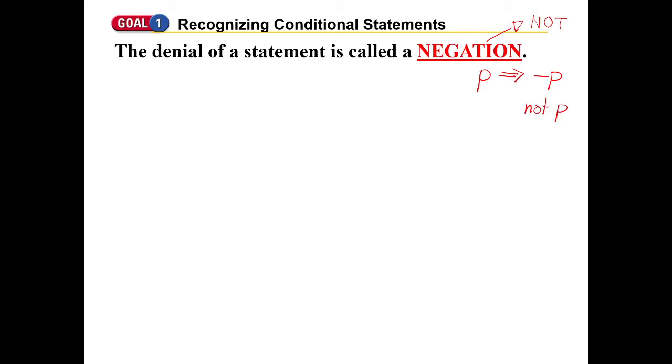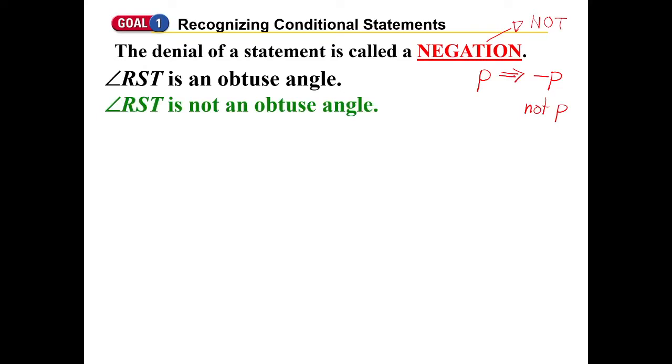So I'm going to give you this one. What is the negation for this? Angle RST is not an obtuse angle. Okay, that's totally right. Angle RST is not an obtuse angle. You just simply put the word not there. That's how you negate statements.